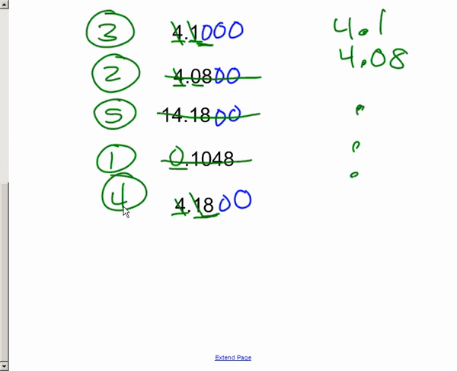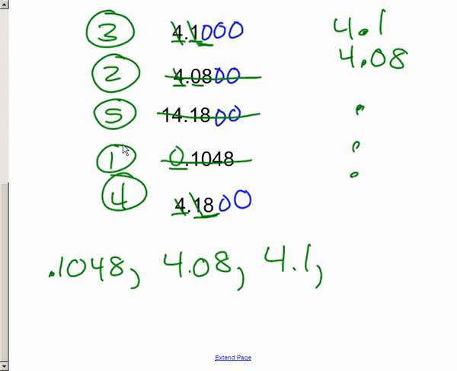And then once I have these ranked, then I could go ahead and write them in order by saying, all right, the number 1 is going to go first, comma. Then number 2, 4.08. Then number 3, 4.1. Number 4, 4.18. And number 5, 14.18. So there are problems where they want you to put it back in that horizontal line, and that's how you would use that ranking in order to do that.